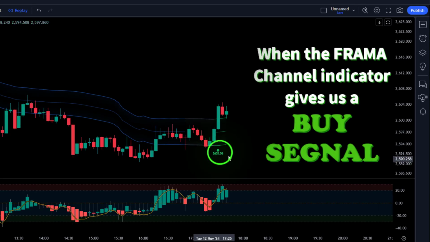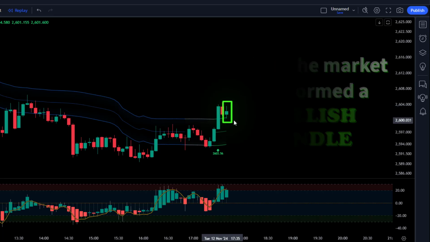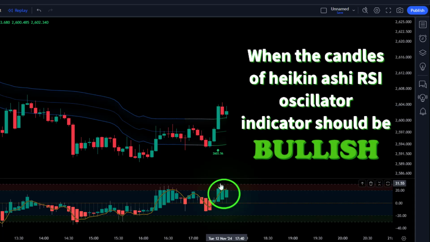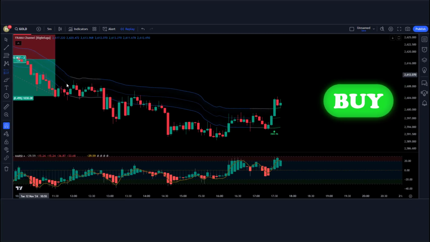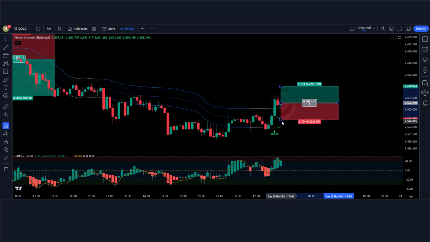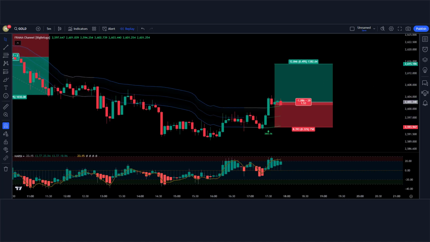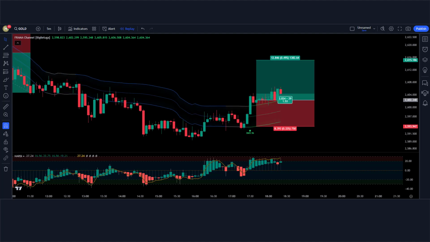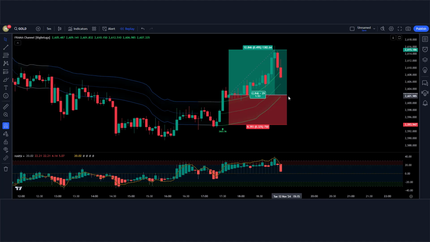When the FxMAPA channel indicator gives us a buy signal, when the market has formed a bullish candle, and when the candles of the FxMAPA RSI oscillator indicator are bullish. If this condition is fulfilled, then we will place a buy order. Our stop loss will be placed at the lower line of the FxMAPA channel, and the risk to reward ratio will be 1:1.5. The market has completely hit the target.